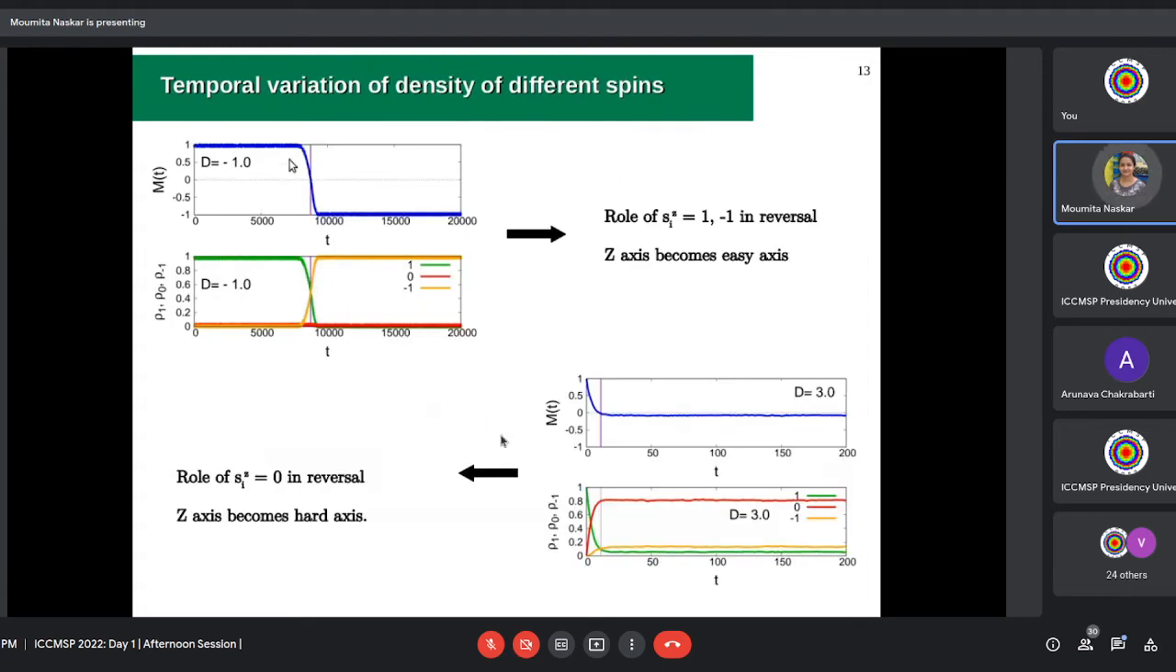Now here a temporal variation of density of different spins is provided just for a better clarification. Am I audible? Yes, you are. Okay, fine.